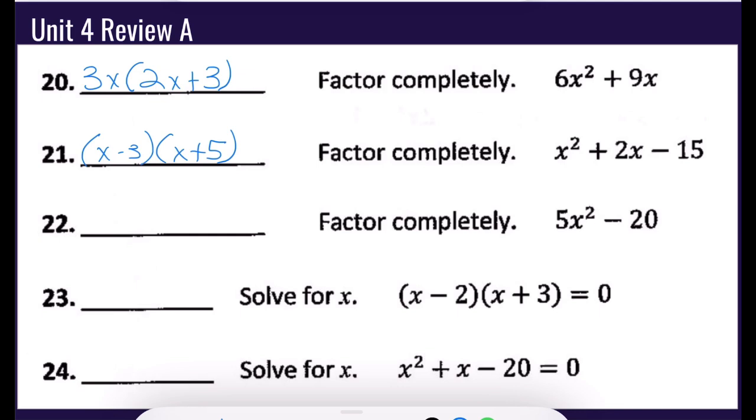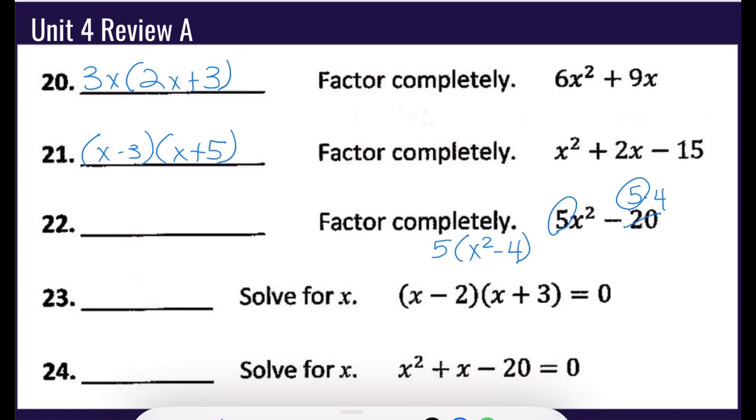Now with 22, we're getting even a little bit more complicated. We're actually going to combine the things we did with 20 and 21. So we're going to start by looking for a greatest common factor. And if I take this 20 and instead I talk about it as 5 times 4, then that shows me that they both have a 5 in common. So that's where I'm going to start. 5 times the quantity of x squared minus 4.